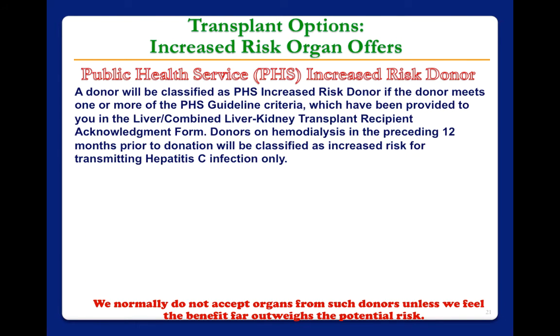A donor will be classified as a PHS increased risk donor if the donor meets one or more of the PHS guideline criteria, which have been provided to you in the combined liver kidney transplant recipient acknowledgement form on pages 3 and 4. Donors on hemodialysis in the preceding 12 months prior to donation will be classified as increased risk for transmitting hepatitis C only.